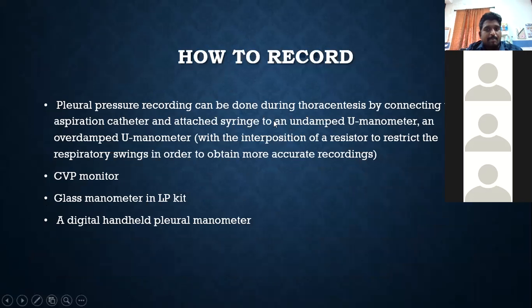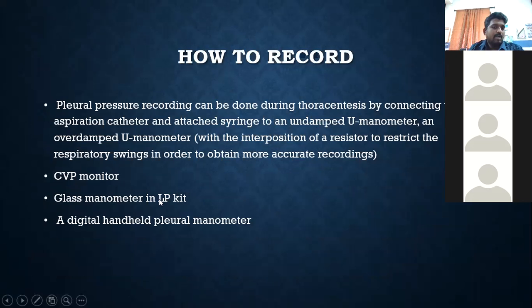The pleural pressure recording can be done during thoracentesis by connecting an aspiration catheter attached to the U manometer. That's what I showed you, the U manometer. Different manometers are there. So we can use a good U manometer with the interposition of a resistor to restrict the respiratory swings in order to obtain more accurate readings. You can use a CVP monitor also very well.